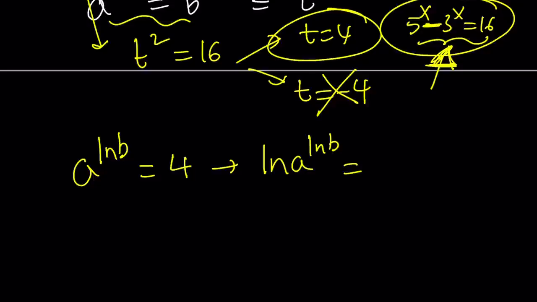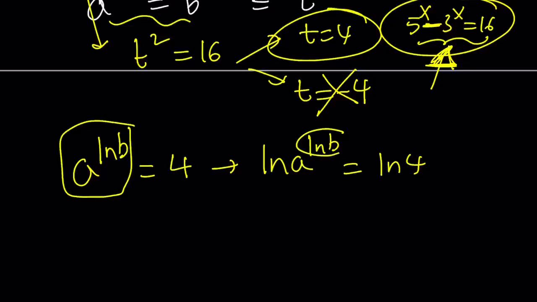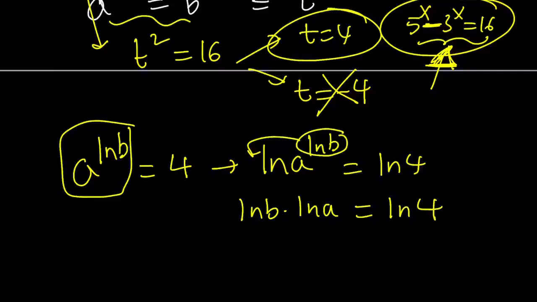Anyways, so when you ln both sides here, you get ln a to the power ln b, this whole expression being ln, equals ln 4. Now you move this power to the front and guess what? You'll get the answer. So that's kind of nice. I like this method because it gives you the answer directly. And this is what we were looking for. So the answer is ln 4.